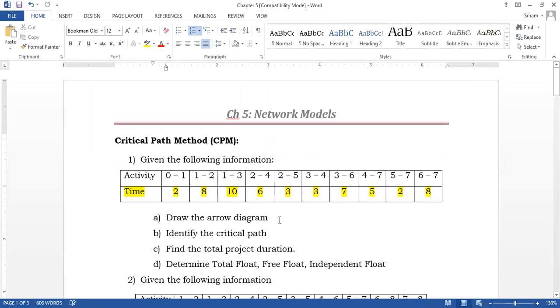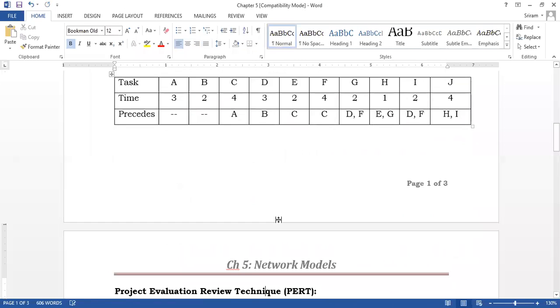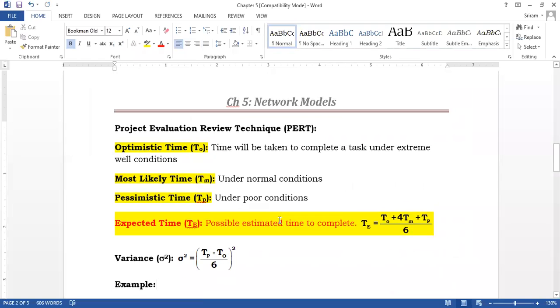Once I find TE, we move on to the same critical path method and complete the same task. So here you have to remember the rule. If you remember the rule, the problem is solved: TE equals T0 plus 4Tm plus Tp divided by 6.